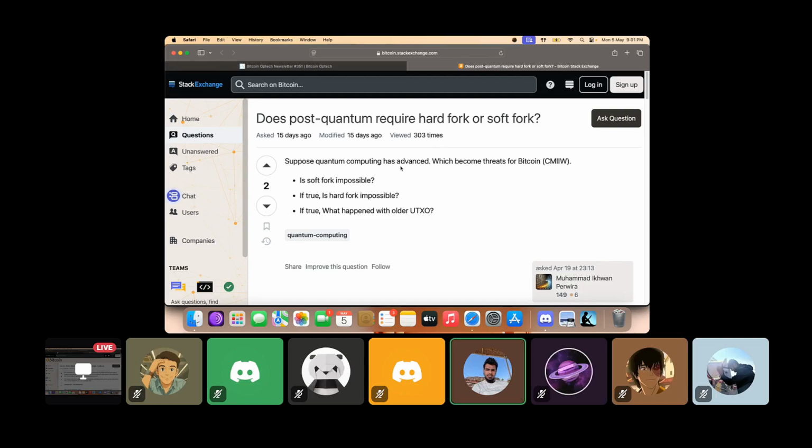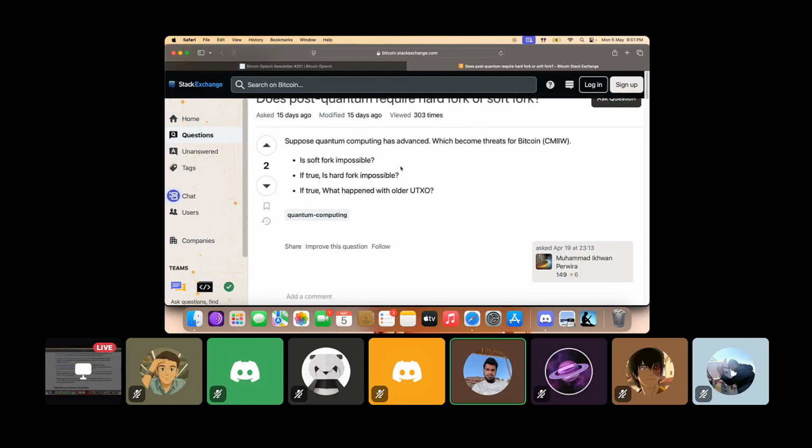We covered this a couple of weeks ago, but how will those measures be taken? Like, will we need a hard fork? Will we need a soft fork? That's what the question is, right? Let's read the question. Suppose quantum computing has advanced, which becomes a threat for Bitcoin. Is a soft fork possible? If true, is a hard fork impossible? If true, what happened with older UTXO?